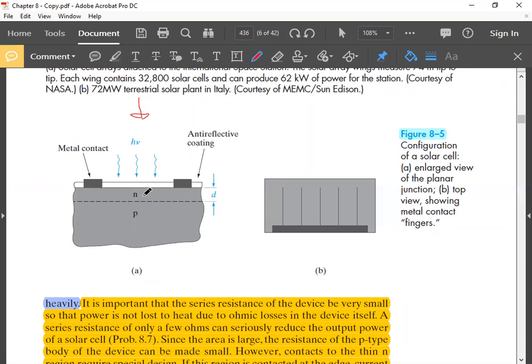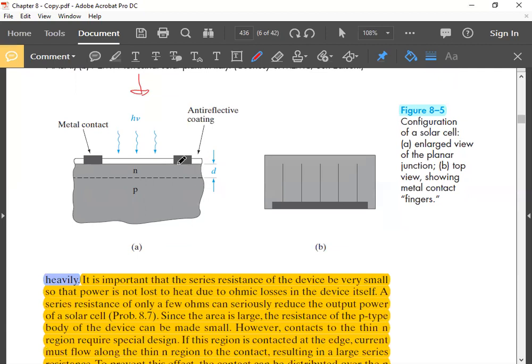current. If you put only a few contacts which are far apart, the carriers which are generated here have to travel a long distance to go to the contacts, and so that will increase the resistance of the contacts here. Contact resistance will increase, so I square R loss will increase. So you have to use frequent contacts, many contacts, but again you have to let the light penetrate the surface, go through the surface into the semiconductor material.